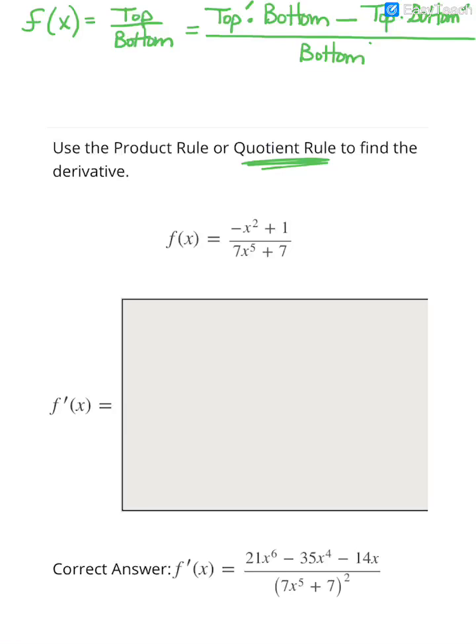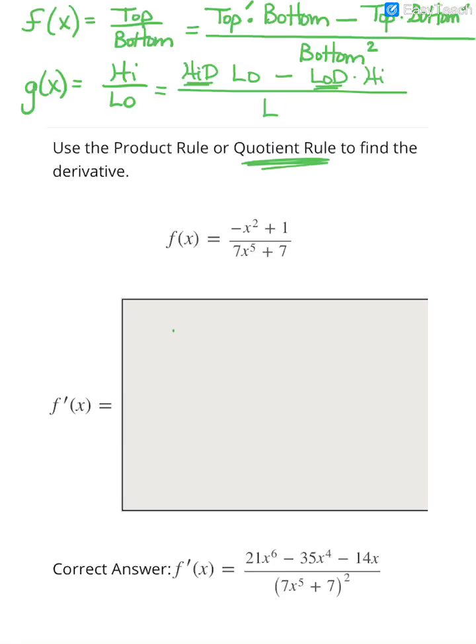Now, once I became a teacher, some of my colleagues shared with me a little saying. If we write the function as high over low, meaning you have a top part, the high, and a bottom part, the low, then they were taught to take the derivative of the high, so they would say high d low, minus low d high, so derivative of the low times the high, divided by low squared. It kind of had a little tune: high d low minus low d high divided by low squared.